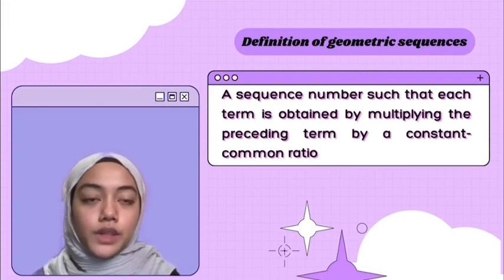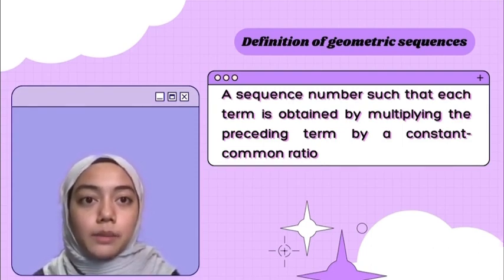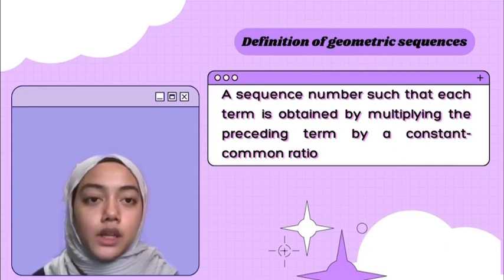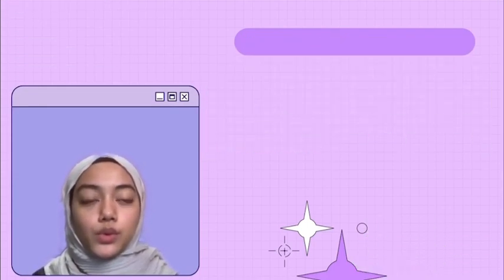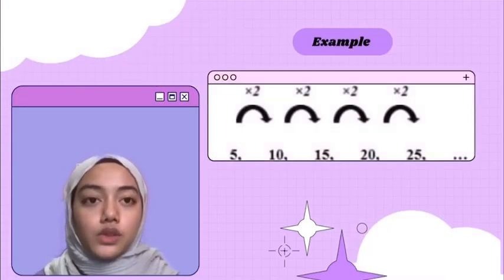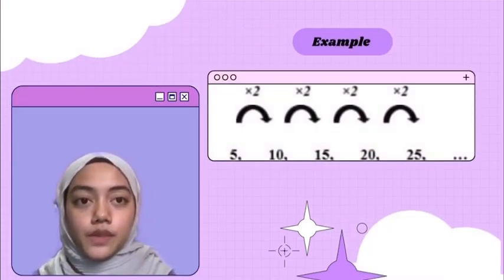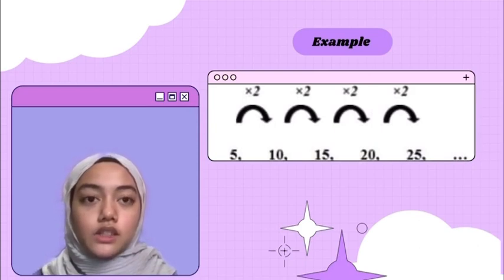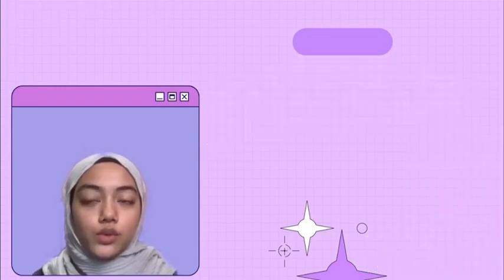Next is geometric sequences. So what is the definition of a geometric sequence? A geometric sequence is a sequence of numbers such that each term is obtained by multiplying the preceding term by a constant, which is the common ratio. Here is an example of a geometric sequence. As we can see, each term is multiplied by 2, so the common ratio for this geometric sequence is 2.